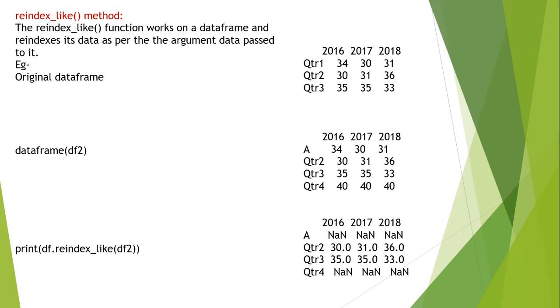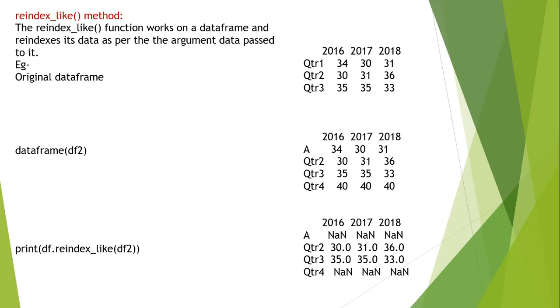But now see, some changes are there. Qtr2 and qtr3 were there in the original data frame, so qtr2 and qtr3 are there in the final data frame also. A was not there in the original data frame. Now A has been given the index here, but since there are no associated values to it, it has been replaced with NaN. And qtr4 was there in the data frame df2, but it was not existing in data frame 1, that is the original data frame. So again qtr4 has been replaced with the values NaN.